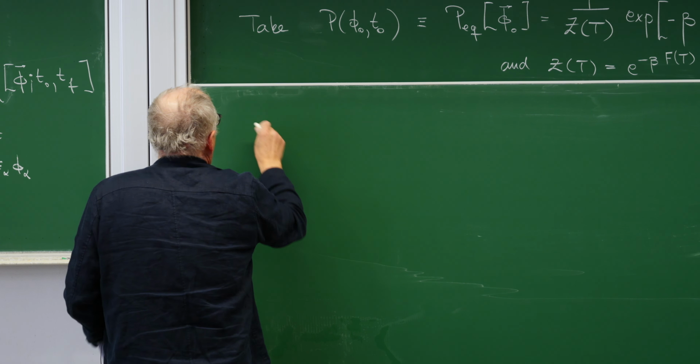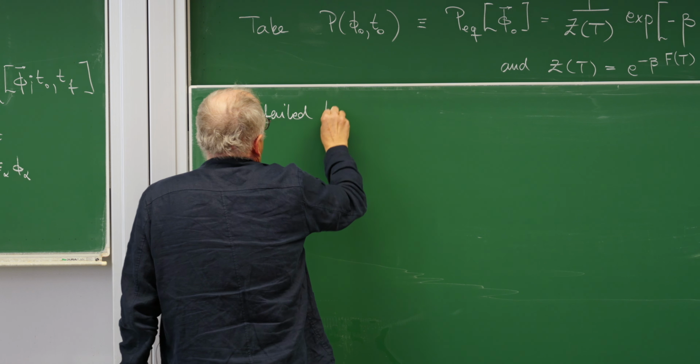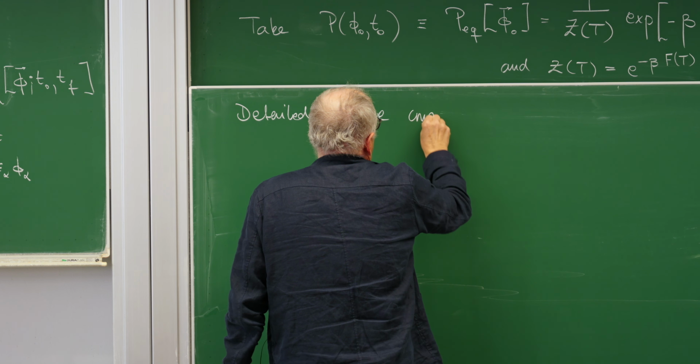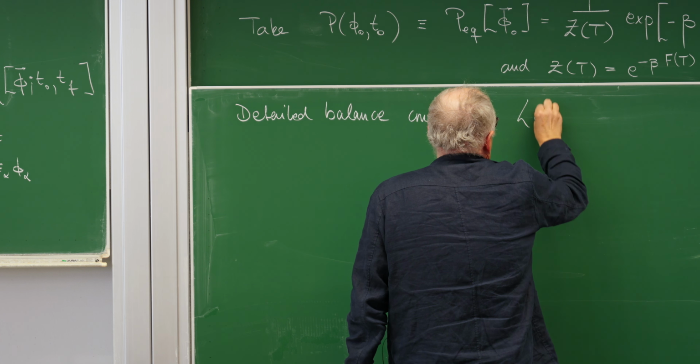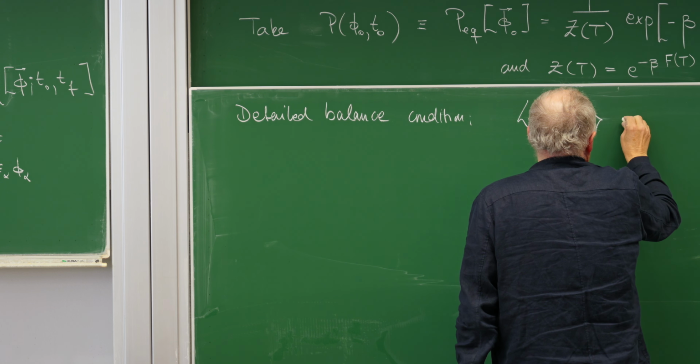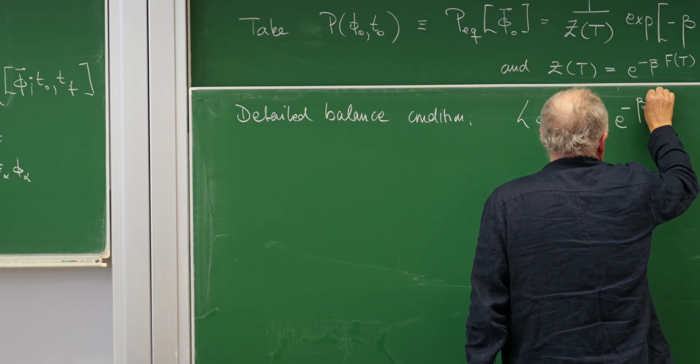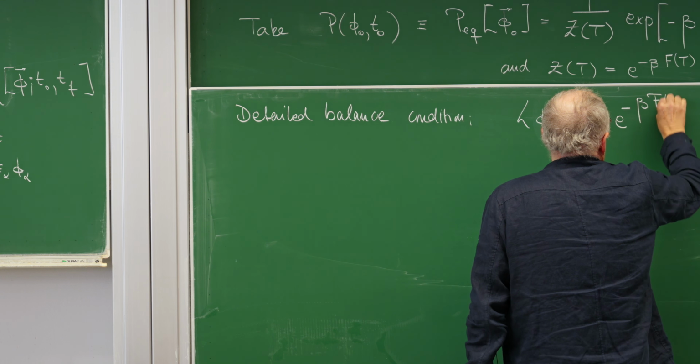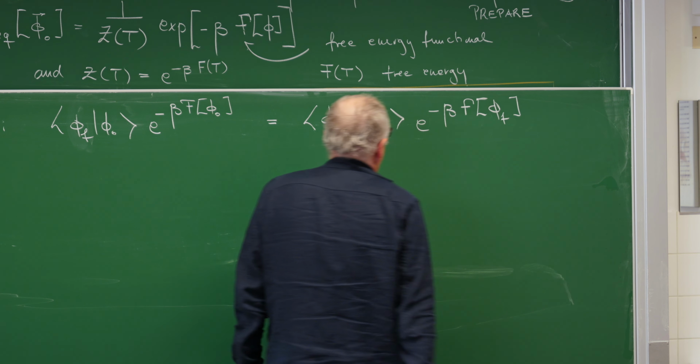Okay, now let's look at our detailed balance condition. So remember, this is like the final state conditioned on initial state with some initial distribution, e to the minus beta functional f of phi naught. That's my equilibrium distribution. There's also a normalization factor, which I ignore because it's the same on the right and left-hand side. This is then equal to phi 0 conditioned on phi f, and I'm starting at an equilibrium configuration at the final time.